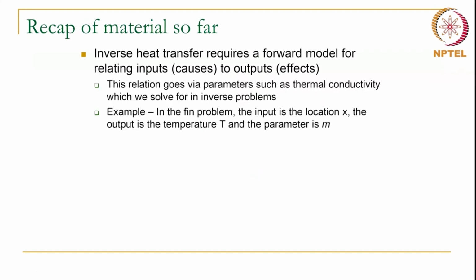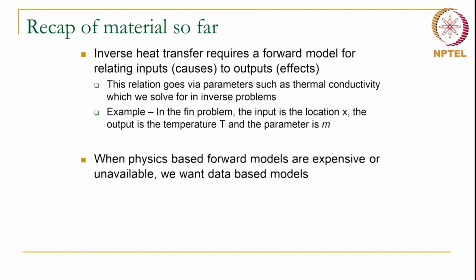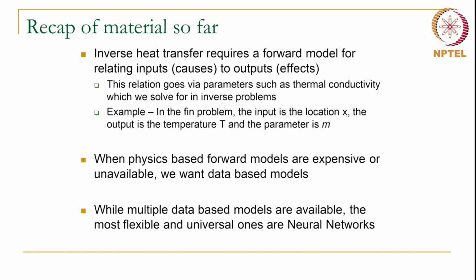So for example, we have the parameter m, and if we wish to determine it, but we don't know that the relationship is through the e power m relation, then we try and find out a data-based model, and we'll look at this in greater detail. We'll actually do the fin example the next week. Okay, so you'll see how all the material that we are doing right now is useful. So either if the forward model is expensive or if it is unavailable, we want data-based models. And the most universal ones are neural networks.